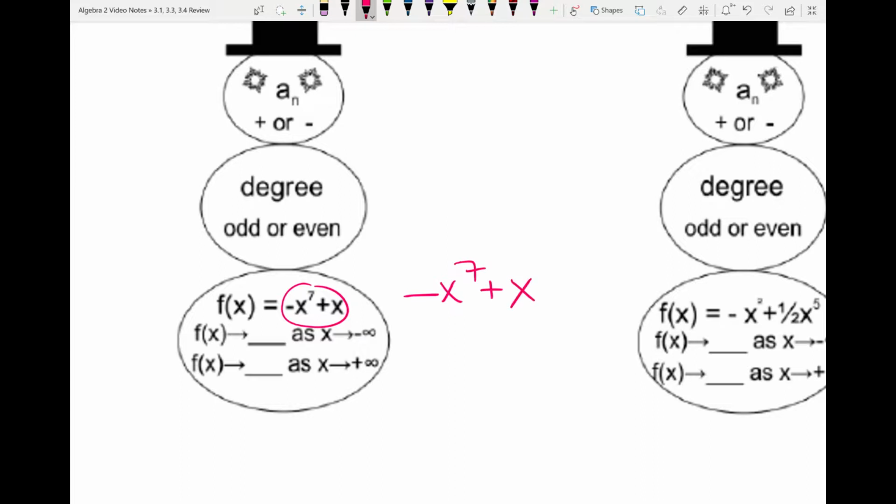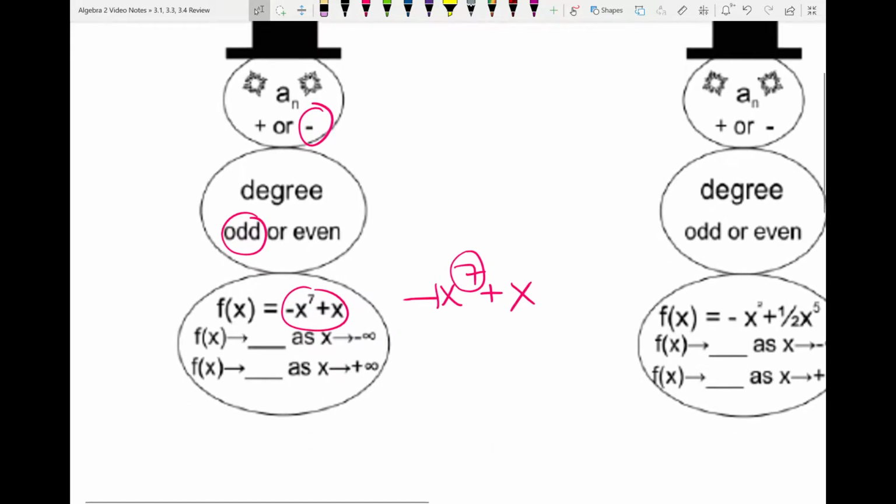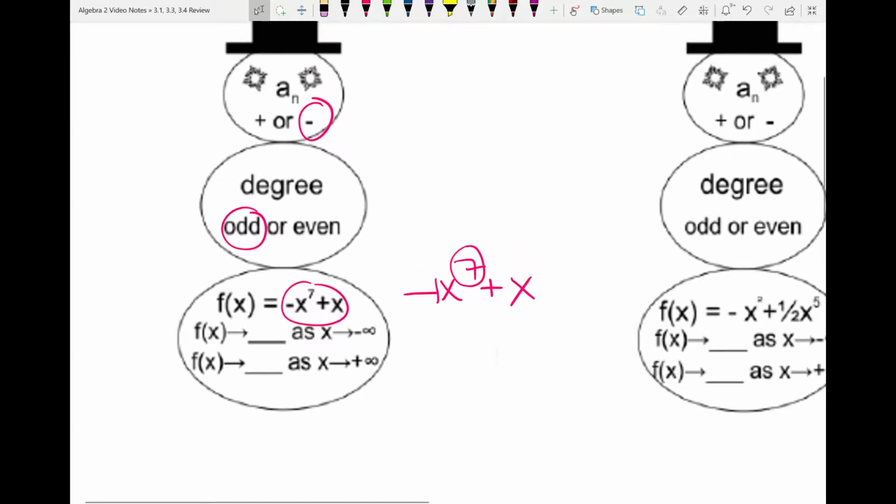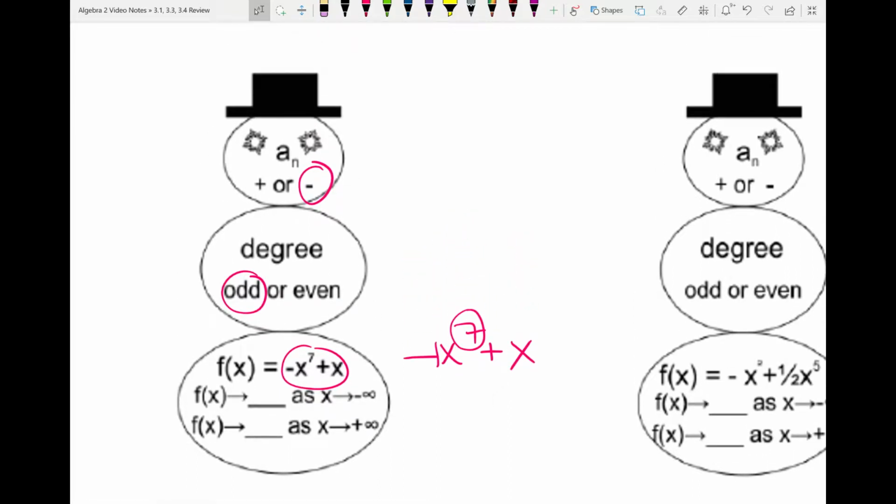So notice that the degree here is 7. That's the highest power, and that's odd. And the leading coefficient is an invisible -1. So that's going to be negative leading coefficient. So if you got a negative leading coefficient, then your end behavior is going to behave in a certain way. So for negative odd, the end behavior is up, then down.